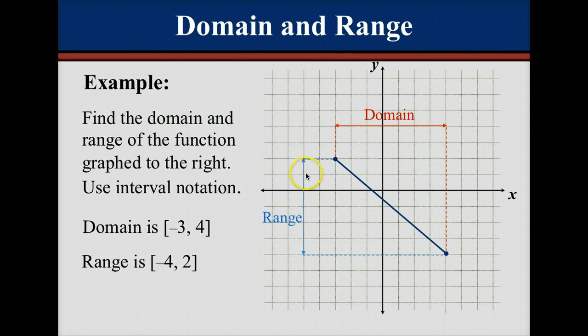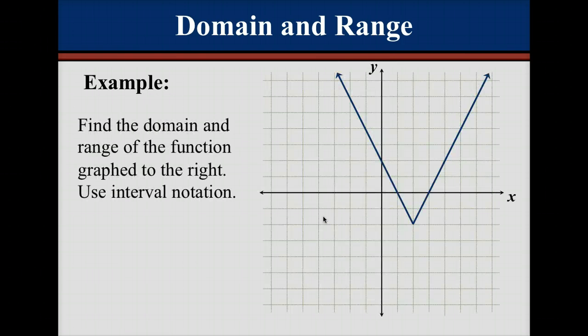Now the range is the y value. This one goes from a 2 to a -4. So reading left to right, -4, 2, inclusive.